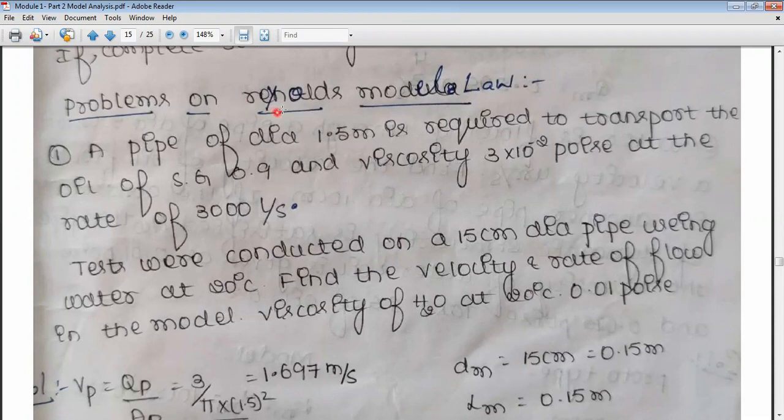That is, one is the Reynolds model law, another one is Froude's model law, because most of the problems will comprise these 2 laws. Okay, so I'll discuss the problems on Reynolds model law first. You should remember the equation we use for Reynolds model law, that is rho V L divided by mu. That is the equation of the Reynolds number.